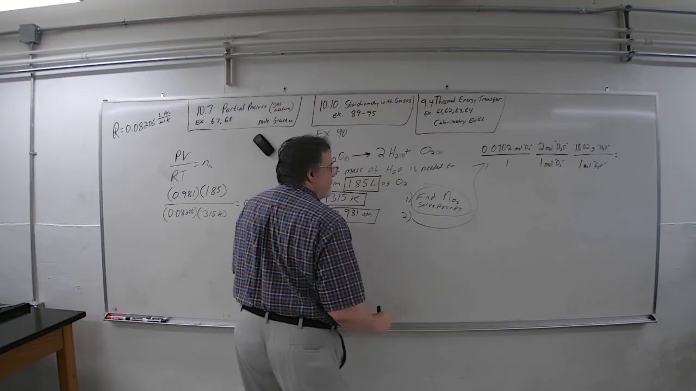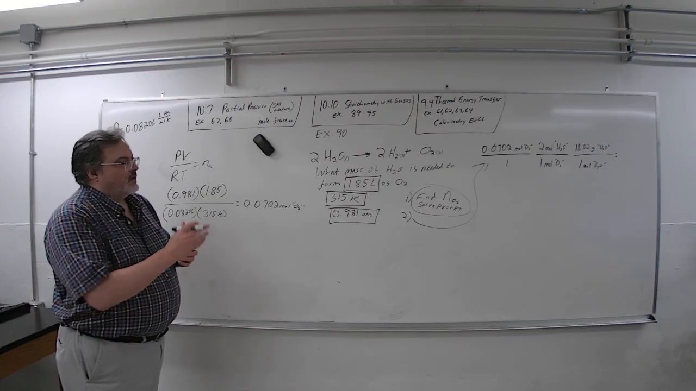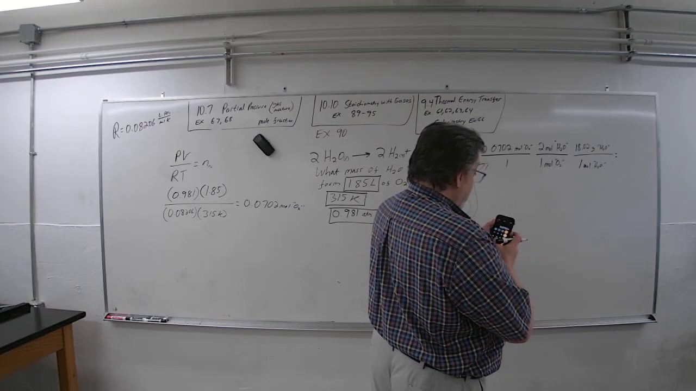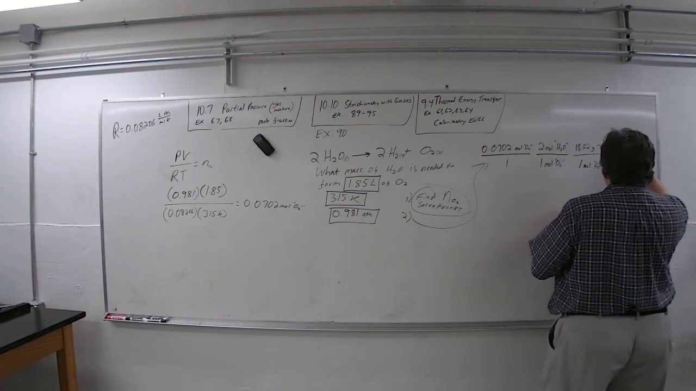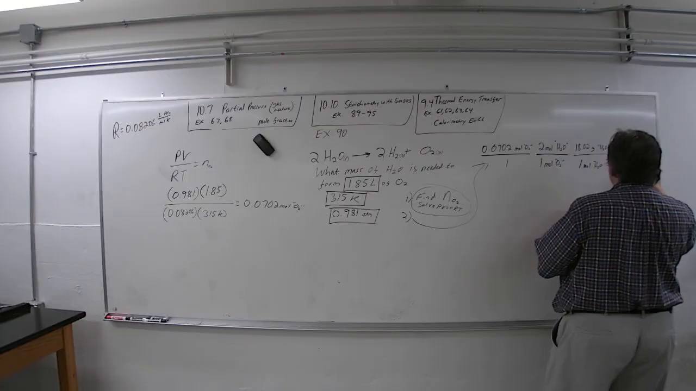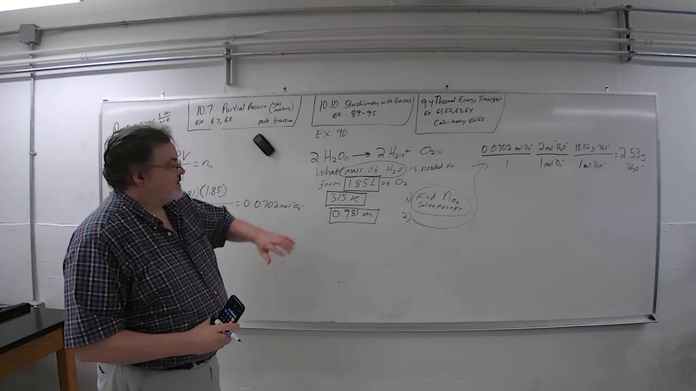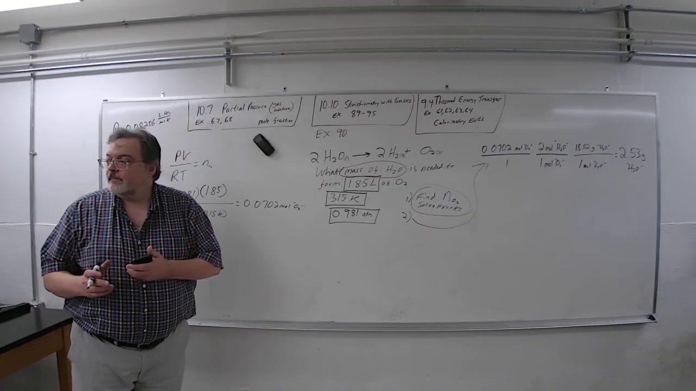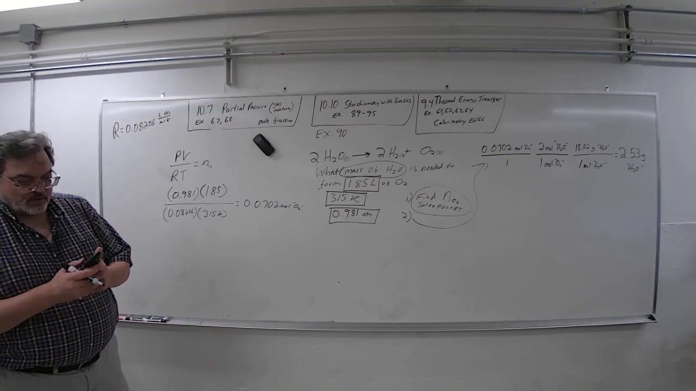Step 1 is that: find n using PV equals nRT. And calculate this out, 0.0702 times 2 times 18.02. That's the mass of H2O that's needed to create 1.85 liters. Follow that? What else we got?